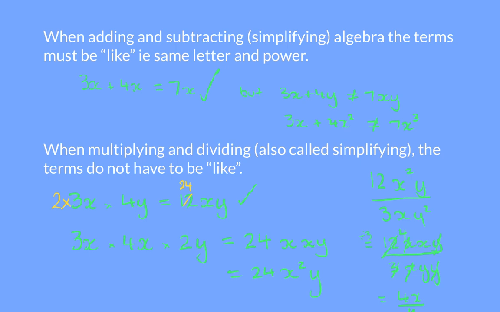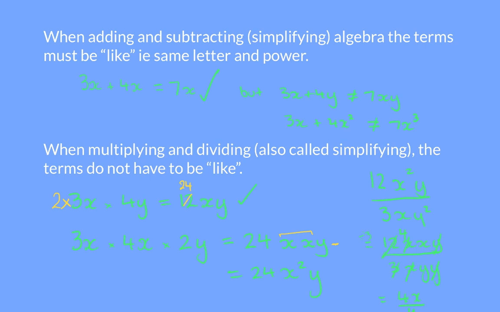3x times 4x times 2y. So once more, the numbers, 3 times 4 times 2 gives you 24. Now the letters, x times x times y. You can write them out like this, it's completely fine, but then you need to tidy them up. You've got two x's, so x times x gives you x squared, and y. So they don't have to be like terms when we're multiplying and dividing.